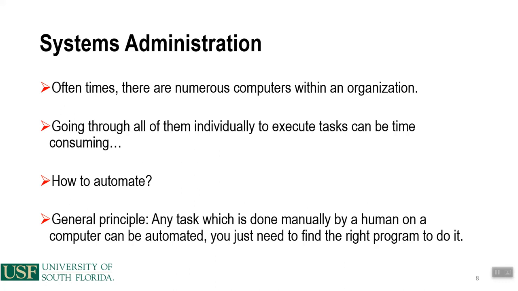One of the most expensive assets that an organization has is actually people. You have to pay their salaries and so on. So if you have a machine or some sort of a task that can be automated, or a machine that can automate tasks, that's very, very useful. And the general principle, and this is something that was taught to me by my mentor, Dr. Chen at the University of Arizona, is that any task which is done manually by a human on a computer can be automated. You just have to find the right program to do it.